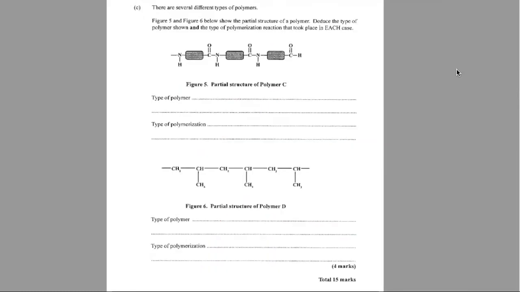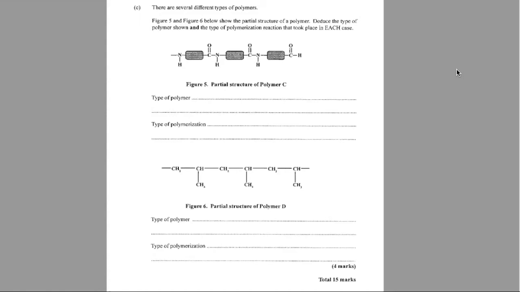Part C. There are several different types of polymers. Figure 5 and figure 6 below show the partial structure of polymers. State the type of polymer shown and the type of polymerization reaction that took place in each case. All right, so we need to state the type of polymer shown here for this first structure. And the tip, or what I use when I am trying to identify the type of polymer, the first thing I do is I look.